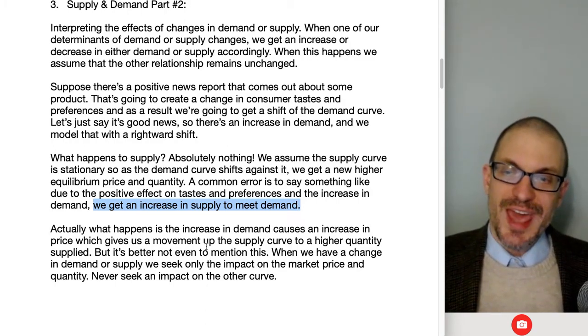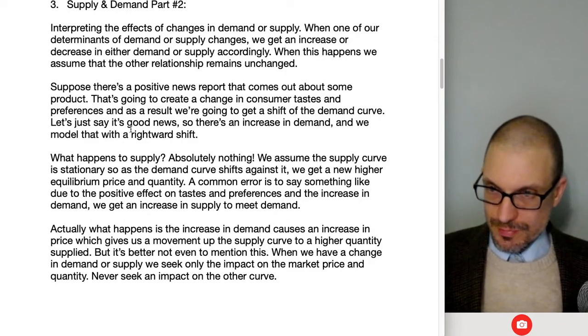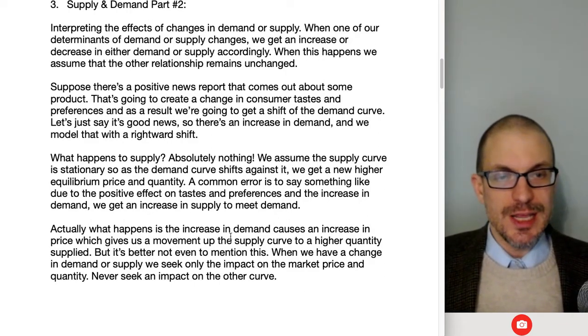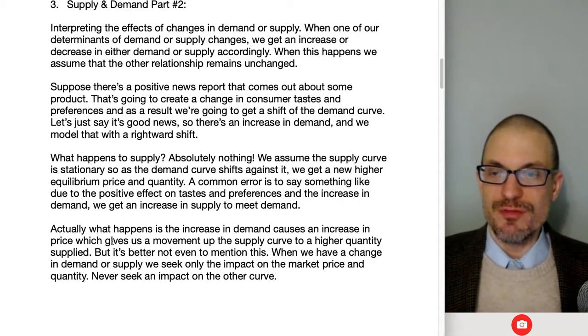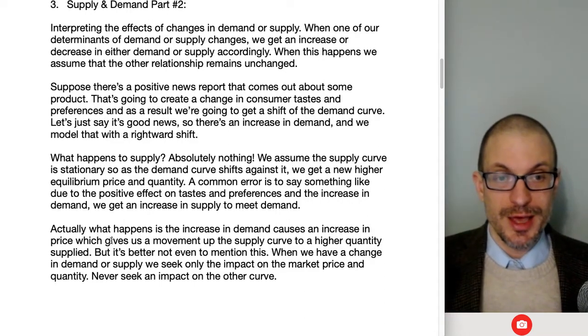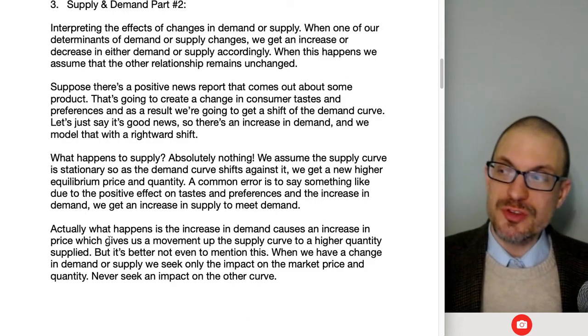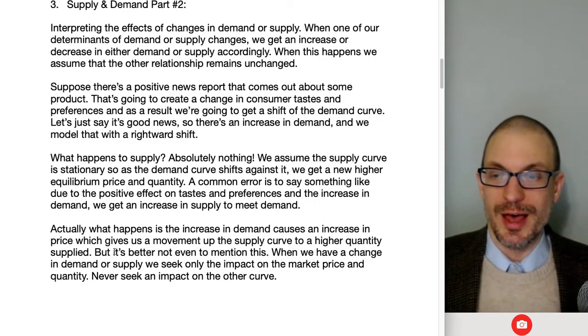We have to identify one of our determinants of supply, which we haven't done. Rather, what's actually happening is this positive news report gave us an increase in demand, modeled with a rightward shift, which causes a movement up the supply curve. We've got a higher price, which is going to cause a higher quantity supplied.